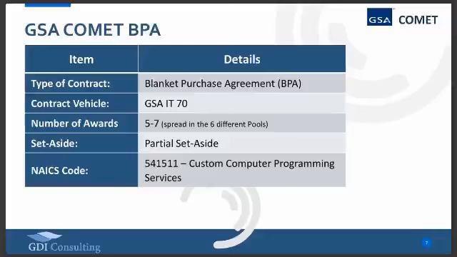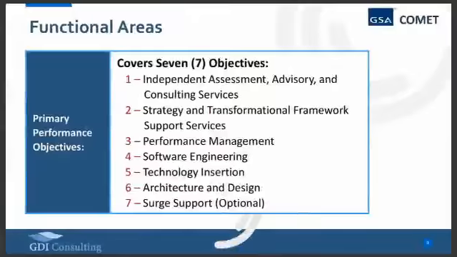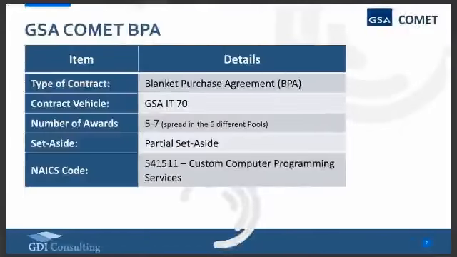And then the set aside, this is a partial set aside. And I will explain what a partial set aside is and how they're going to process it. The NAICS code is 541-511, which is Custom Computer Programming Services. And those were essentially the general information about the COMET BPA.